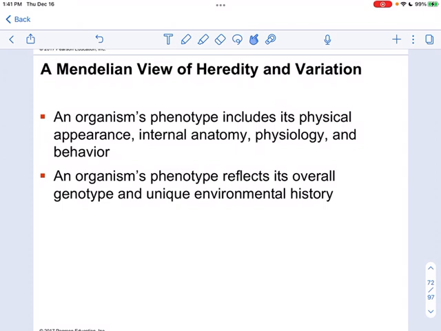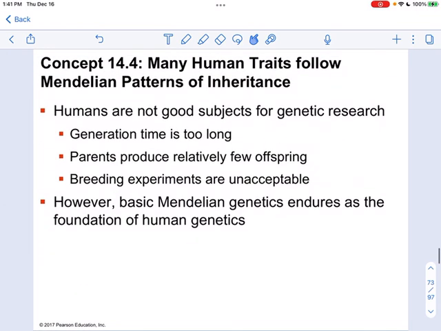A lot of what we're going to focus on in class is the physical appearance because that's the easiest to observe. But I do want you to understand that our genes also determine our anatomy, physiology, and behavior. An organism's phenotype reflects its overall genotype and our unique environmental history. We do have several traits that follow Mendelian patterns of inheritance, but some that diverge.